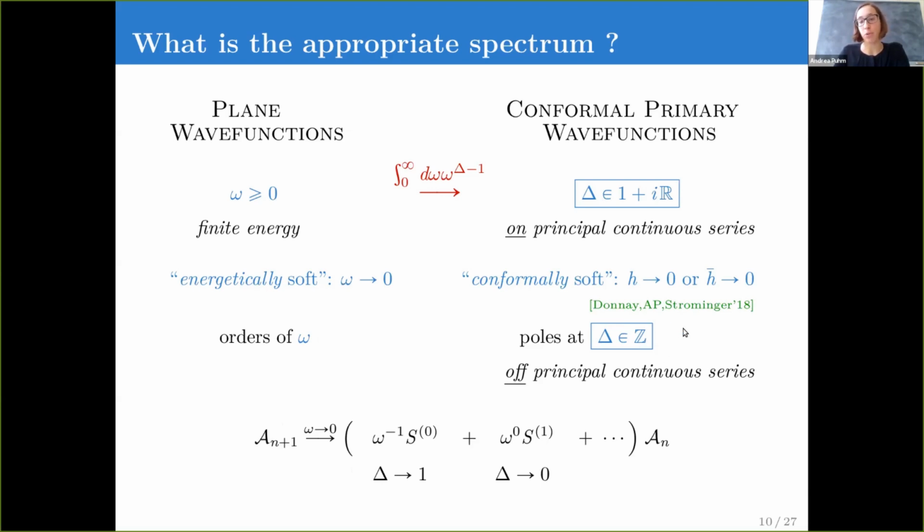So while, for example, for Yang-Mills theory, the conformally soft limit, which would agree with taking h or h bar to 0, would correspond to taking delta to 1. For these other conformally soft limits, this takes us off the principal continuous series. And this immediately raises a question, namely, how are these conformally soft modes consistent with the statement that conformal primary wave functions on the principal continuous series form a complete basis? Now, this tension is only apparent and can be resolved by studying in more detail the conformal primary wave functions and the Mellin transform and its inverse. And I will do this now for gravity.